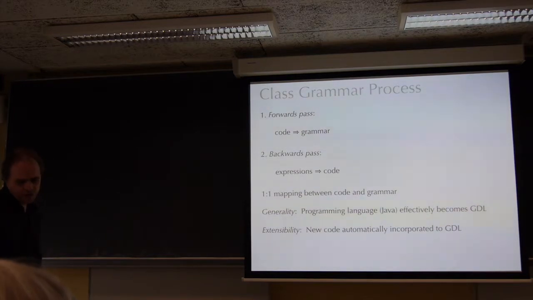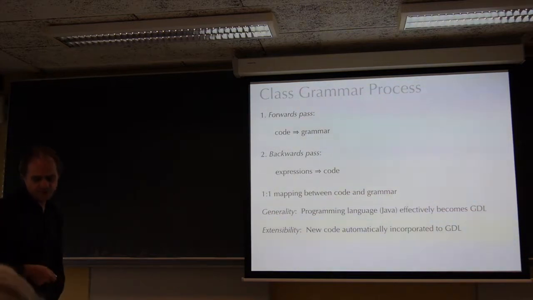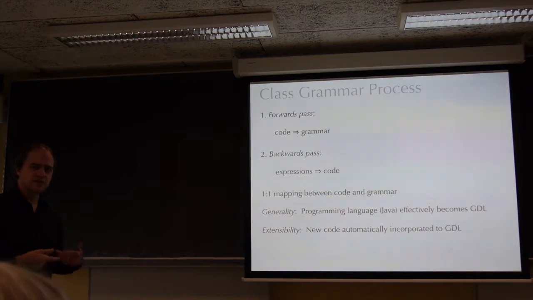So the process for creating the grammar is a two-step process. The forward pass goes from the code to create the grammar. Then the games are expressions described in this grammar, and the backwards pass takes these expressions and returns them back to code to compile them into executable games. So there's a direct mapping between the code and the grammar, which makes the program language effectively the game description language, which gives us good generality, and means that any new code that we add to the code base automatically gets substituted into the language.